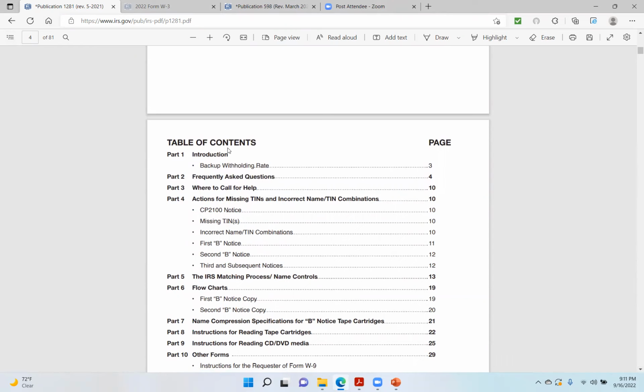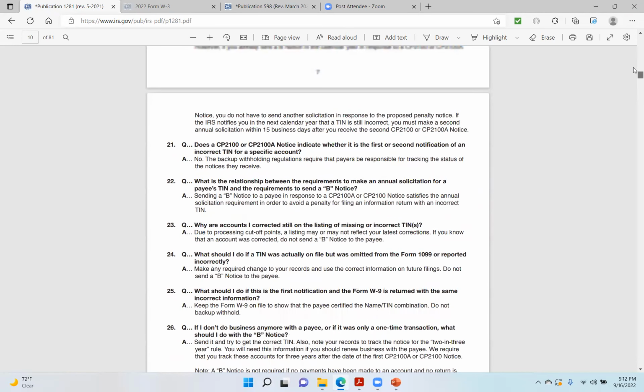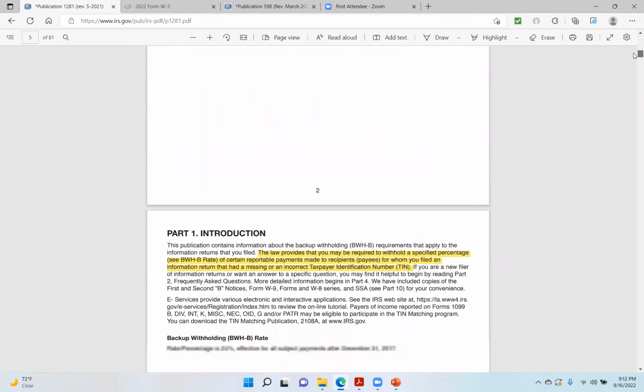So if you look at the table of contents, I see missing tax identification numbers and what that means on page 10. So I'm going to go over to page 10 quickly because, like I said, I'm not going to go through this whole thing. I just want to show you the process that I use. Let's go back. I'm not going to go to page 10.